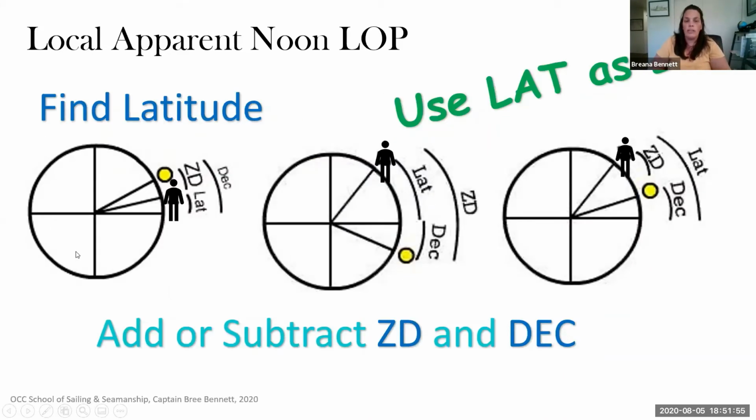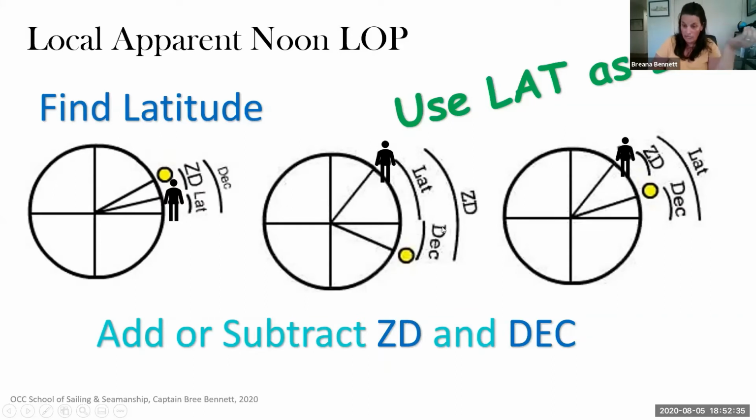So now when we find our zenith distance, we're going to use these types of images, and we hopefully have a ballpark of where our latitude is. Do we think we're in the northern hemisphere or the southern hemisphere? And in relation to declination, are we way north of it or way south of it? This is how we decide if we add or subtract our ZD and our declination. So our ZD and our declination, we're either going to add them or subtract them to get our latitude.